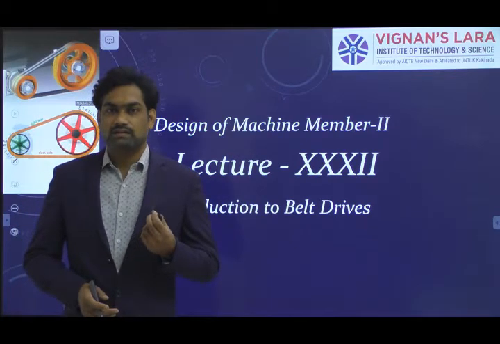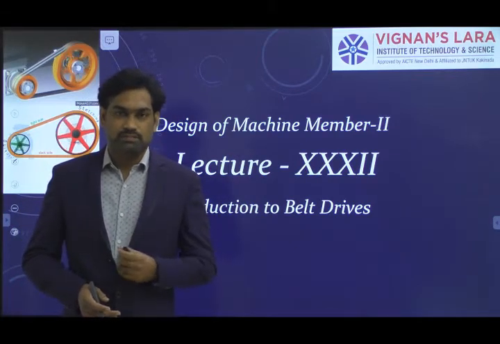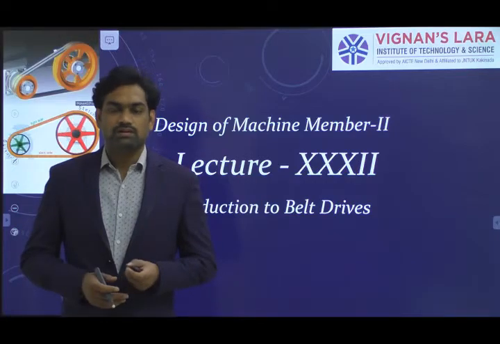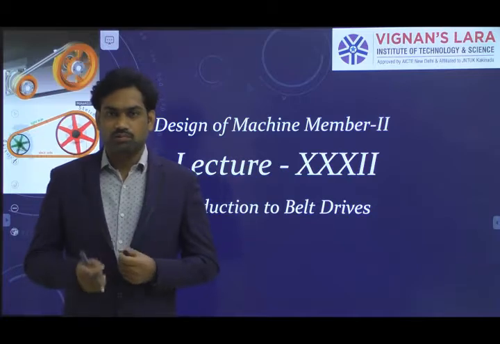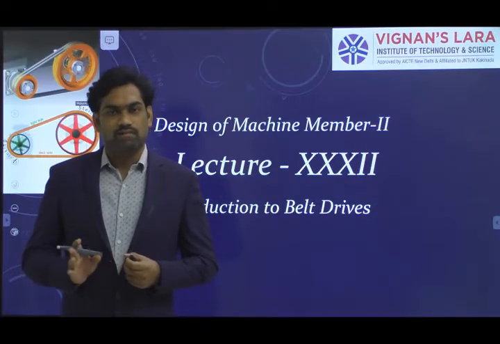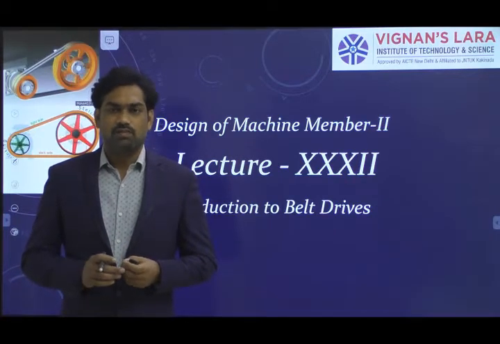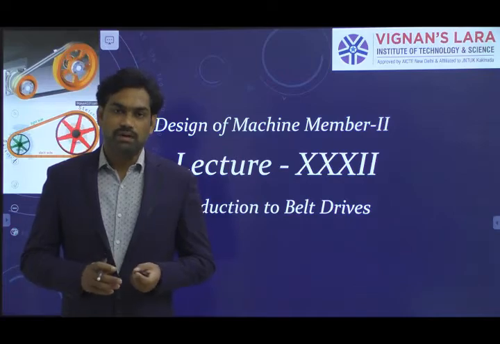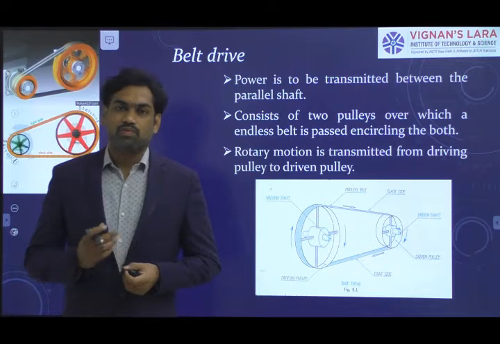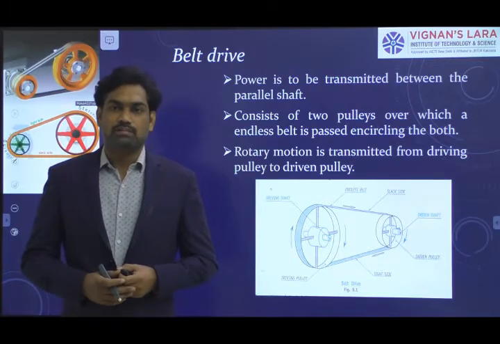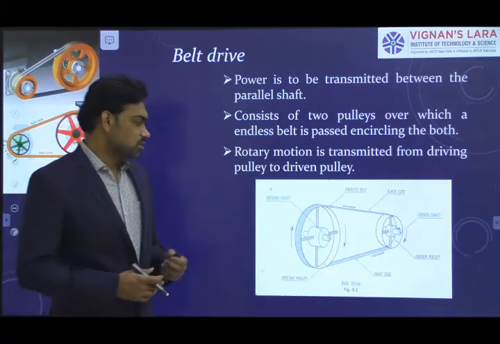Belt drives. From the name itself, we can clearly identify that the drive consists of a belt. We already know that a belt is a flexible, soft material that is required to transmit the power. Here, not only the belt: in belt drives, if you want to transmit power through belts, we require one more intermediate machine component, that is pulleys.